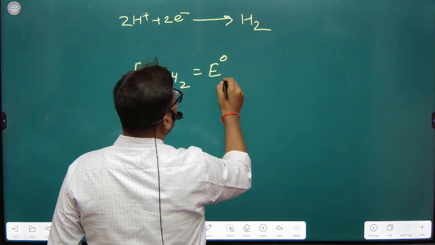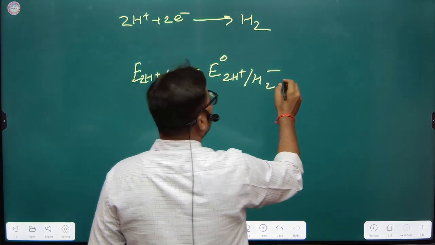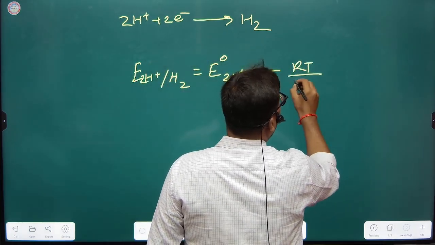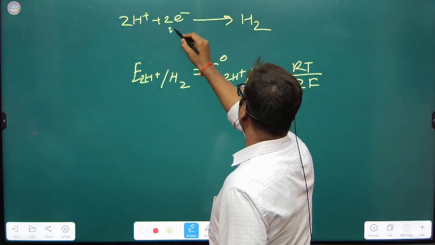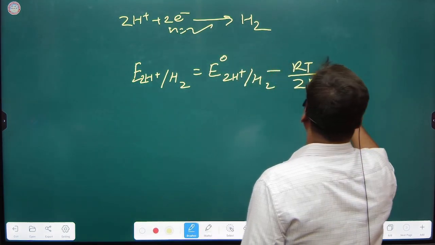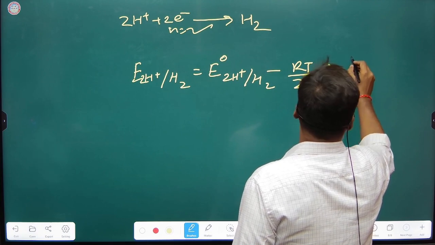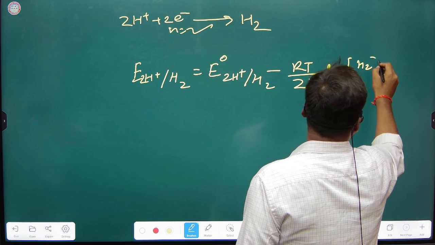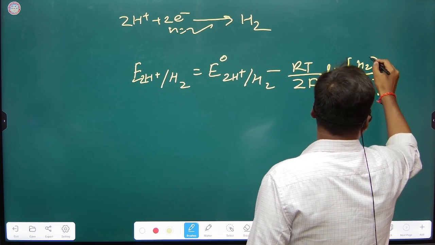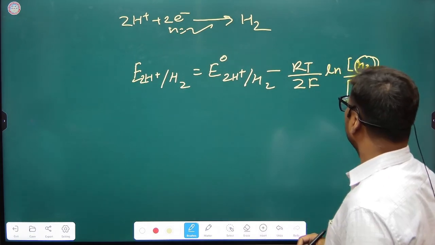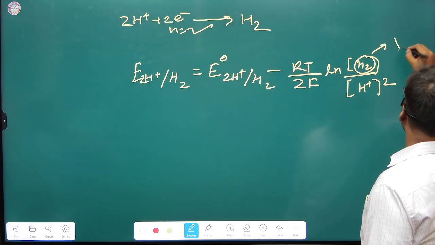E naught 2H plus, that is H2 minus RT upon 2F. Here n is the 2 electron, that is n is equal to 2. And that is ln of H2 upon H plus whole square. Here hydrogen is the free gas, so the concentration or activity of the hydrogen gas is tending towards 1.